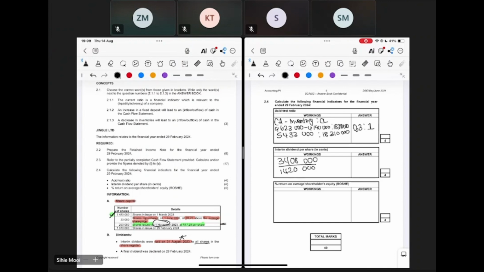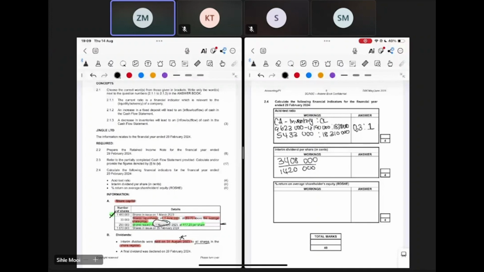So that will give us our interim dividend per share. What amount are we getting there? We're taking 3,408,000 divided by 1,420,000. Guys, I hope you have your calculators with you. I got 240. Yes, 240 is correct.